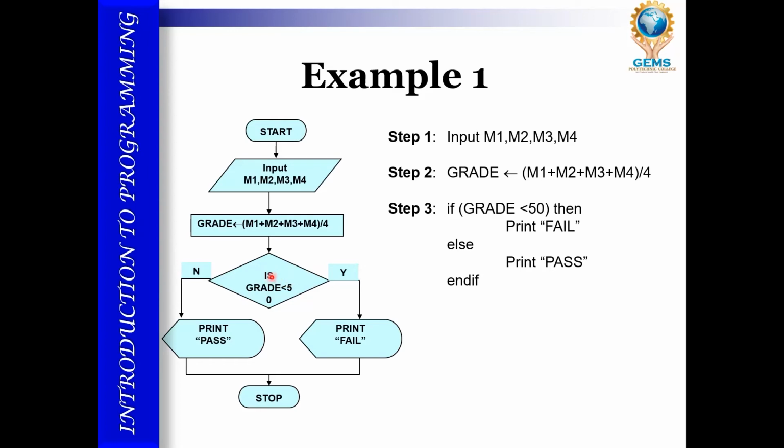Now with the help of the flowchart, I try to present the same thing in a picture way, and it shows whether grade is less than 50. The two conditions I am giving here are no and yes. Y stands for yes, N stands for no. If yes, print fail; if no, print pass, and finally it will stop. By this slide I tried to explain how an algorithm is related to a flowchart.